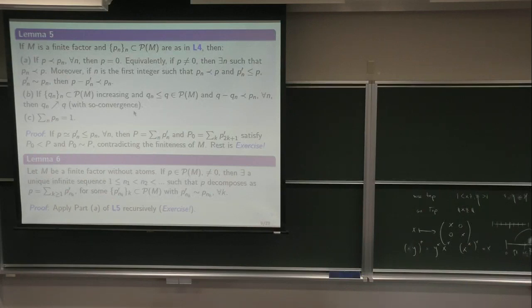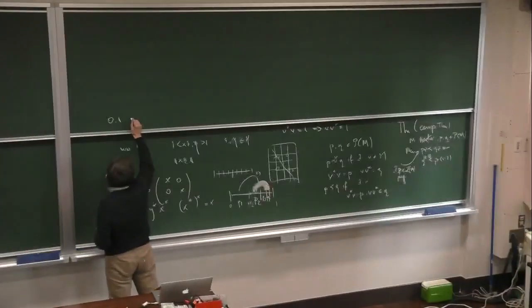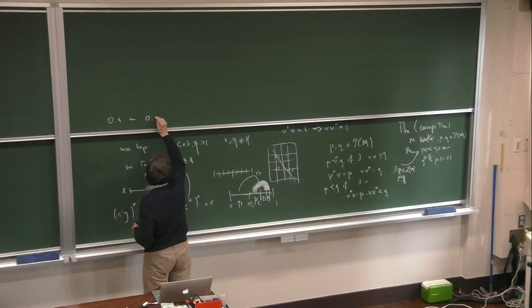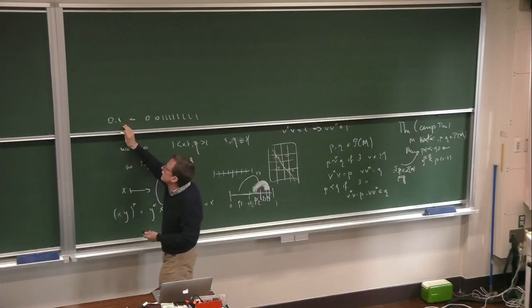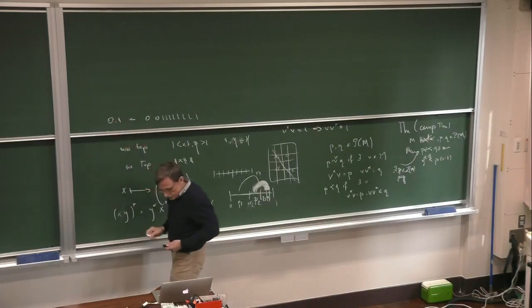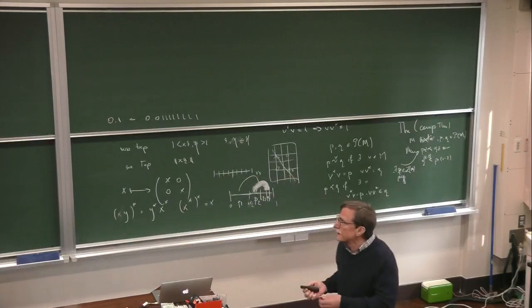Or say even P1. P1, you don't decompose it as P1. You decompose it as a sum of projections that are equivalent to P. You see what I mean, right? So you write it as, so 0.1, you choose to write it as 0.01111. That's your write-up for 0.1. This is like P1 in base 2. Okay.